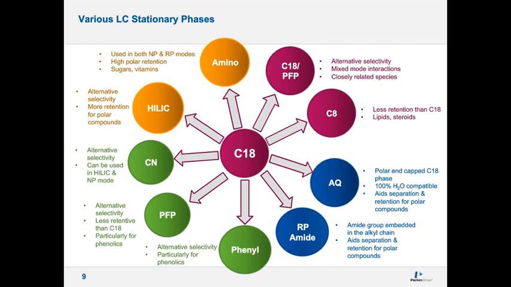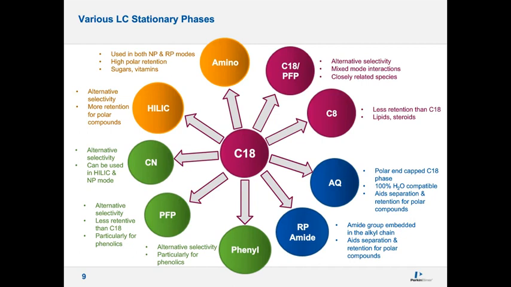Finally, phases such as the C18 PFP, which utilize a mixture of C18 and PFP ligands, facilitate alternative selectivity over traditional C18 phases due to the mixed mode interactions. The phase provides steric selectivity, pi-pi interactions, and also hydrophobic interactions, which is particularly useful for closely related species and metabolites.